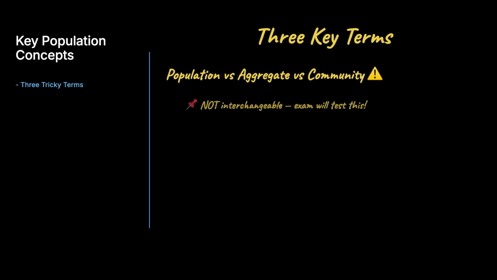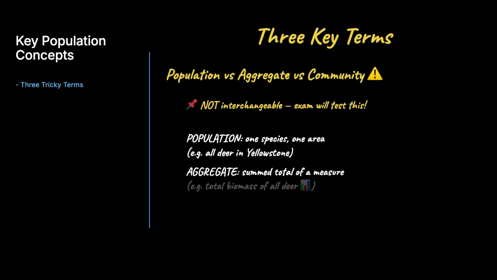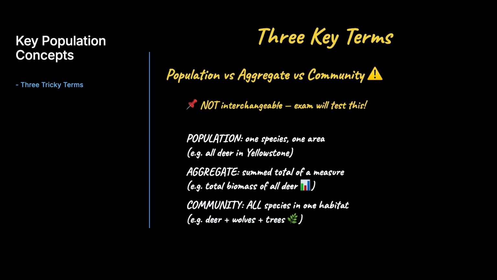Next, we tackle 3 words that trip up many students because everyday speech blurs them, while the exam keeps them sharp. Those words are population, aggregate, and community. They are not interchangeable. Each has a precise technical meaning, and easy-looking questions will quietly punish you for mixing them up. Let us define each with an example.